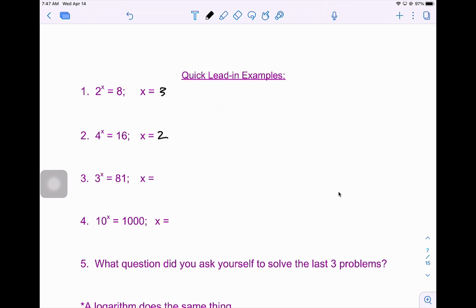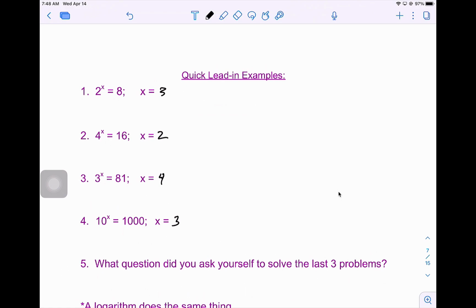4, yep, 3 to the 4th power is 81. 10 to what power equals 1,000? Nope, not 10. 10 to what power? You're thinking multiplying. 10 to what power? 3. 3, there you go. Remember, 10 squared is 10 times 10. That gets you to 100. 10 cubed would be 10 times 10 times 10. So this one would be 3.